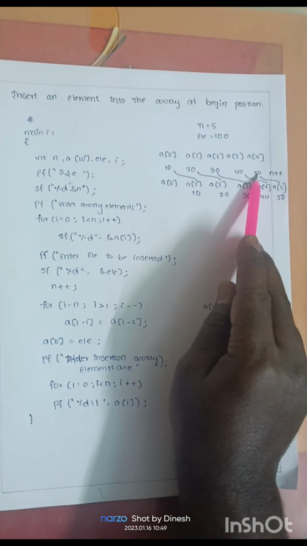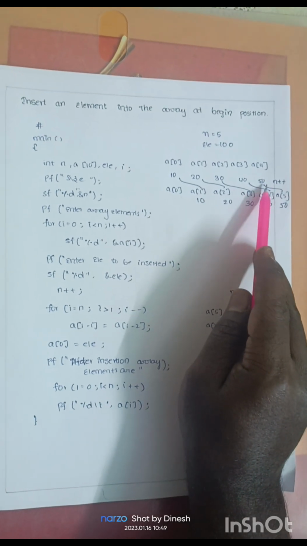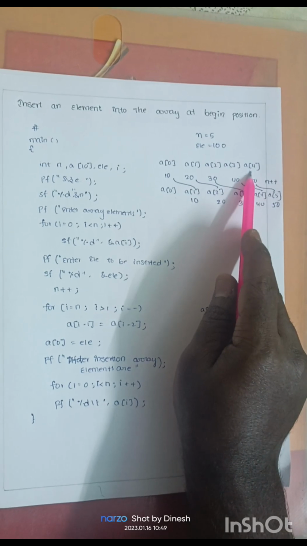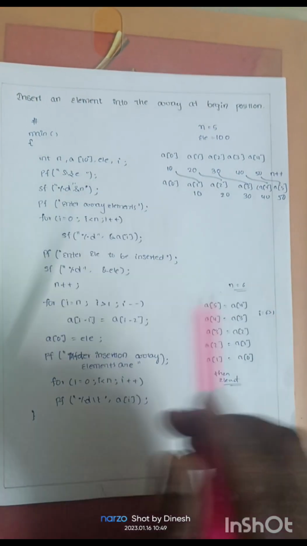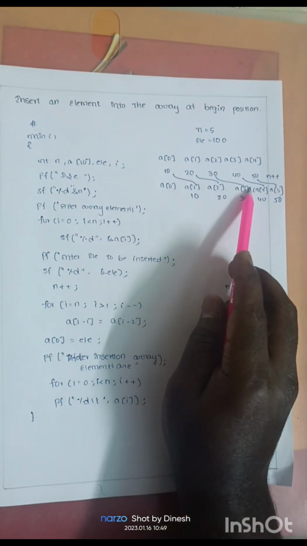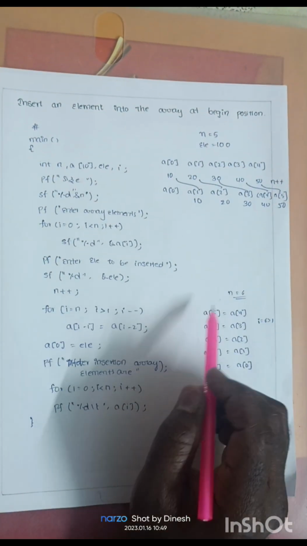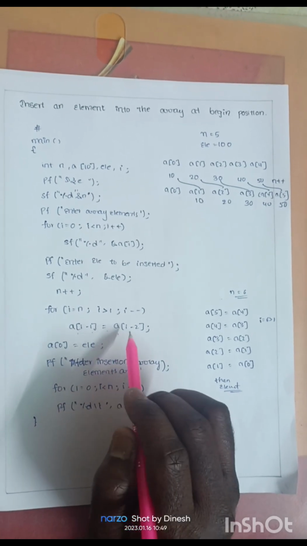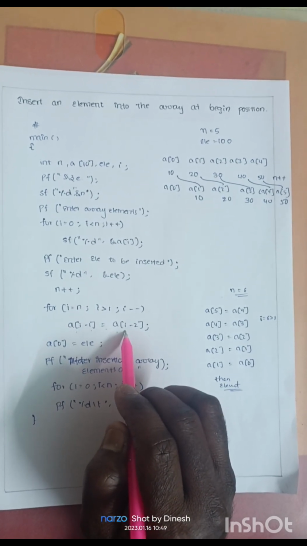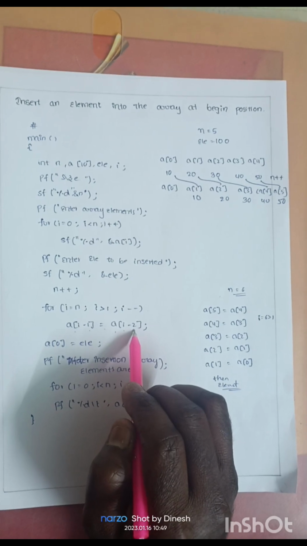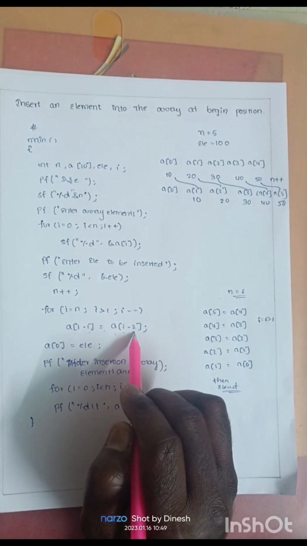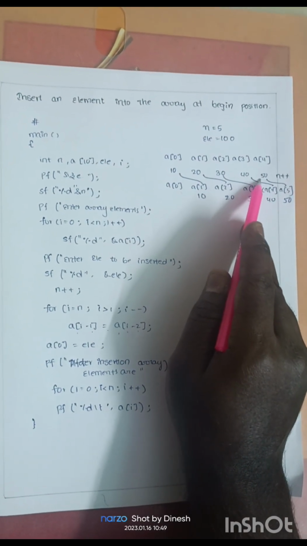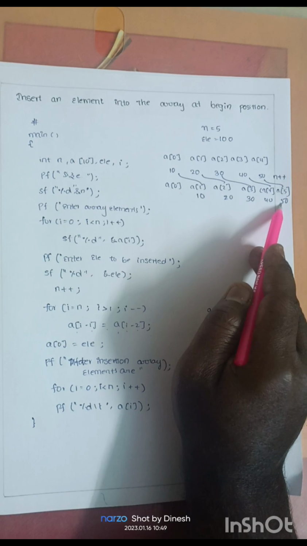meaning the 50 element is in 4th location, and we have to move it to the next location, 4th location to 5th location. Here total size is 6, 6 minus 1, a of 5 equals to a of 4. Okay, what is a of 4? A of 4 means 50. This 50 element will be moved to a of 5, like that.